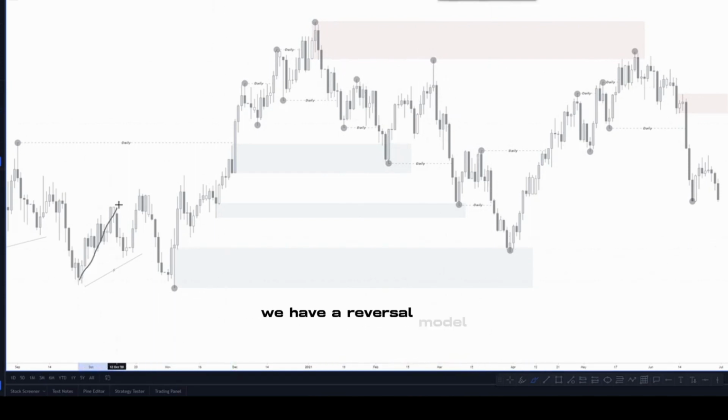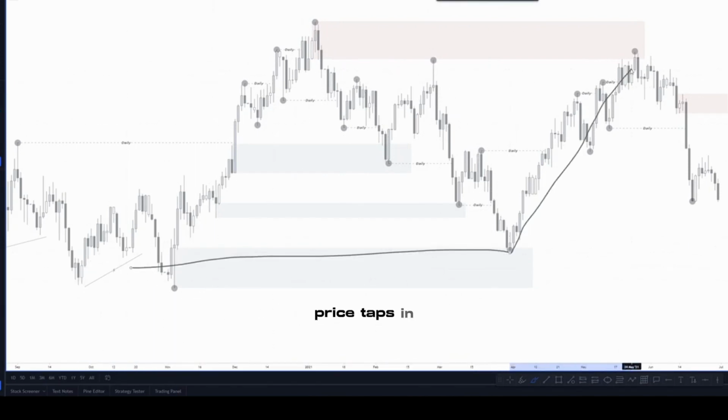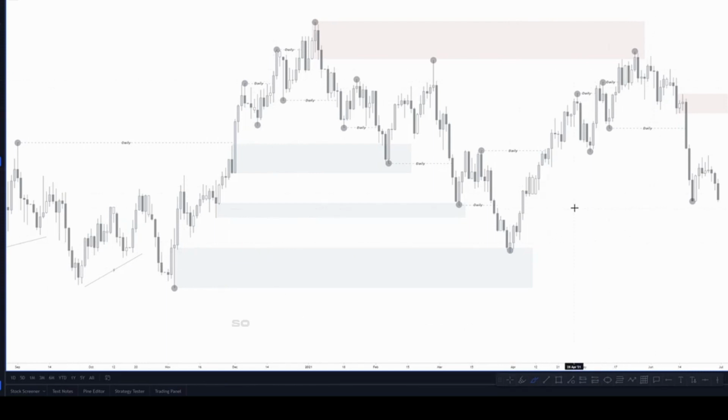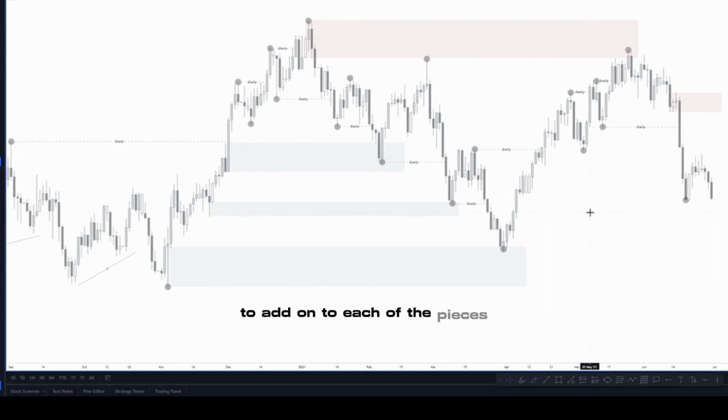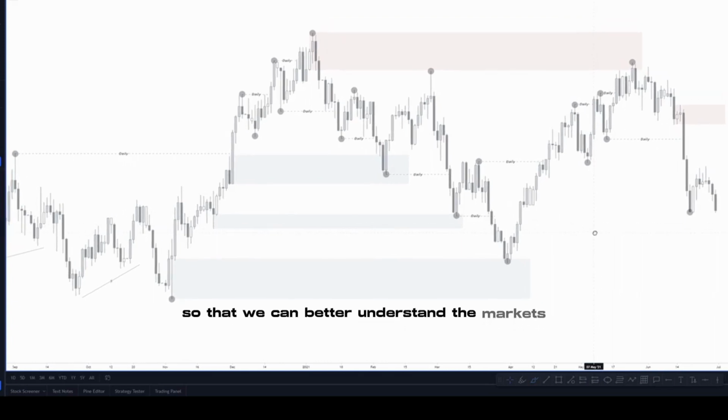We have a reversal model, price taps in and respects it quite heavily. So again, this is just something to add on and build onto the supply and demand section. As you can see, we're building from each concept to add onto each of the pieces so that we can better understand the markets. We can better understand what's happening behind price action.